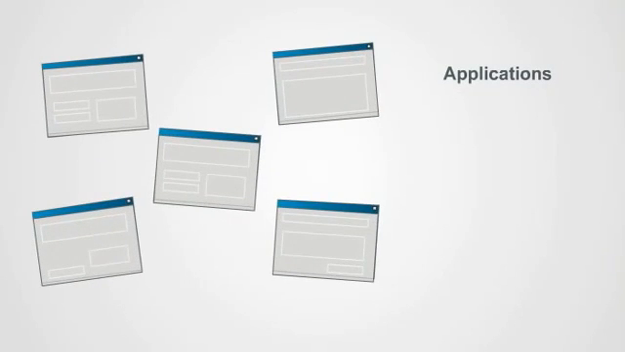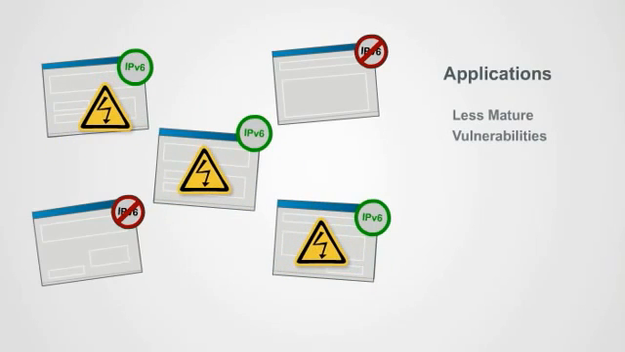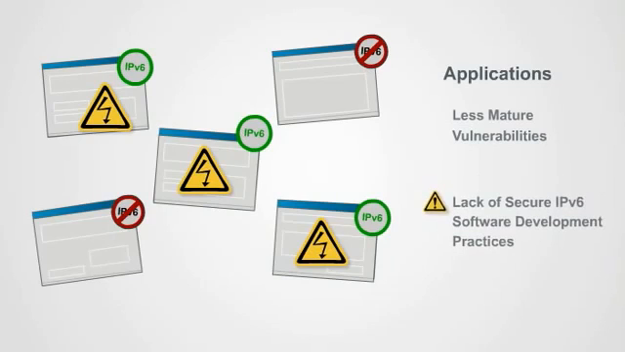Many applications currently do not support IPv6 or have only recently been updated to incorporate IPv6 support. This makes them less mature than their IPv4-only counterparts. It is very likely that they will reveal a number of vulnerabilities before their maturity matches that of IPv4 applications. Note that application security is not likely to be affected by IPv6 itself, but by a lack of secure software development practices, as it is still the case in IPv4.